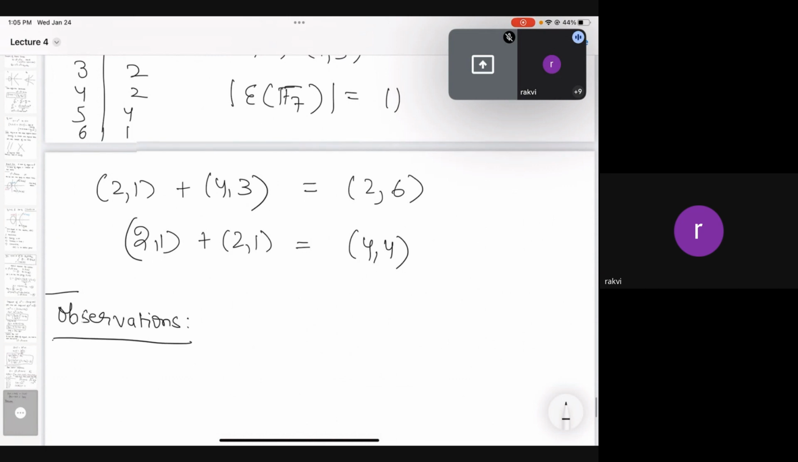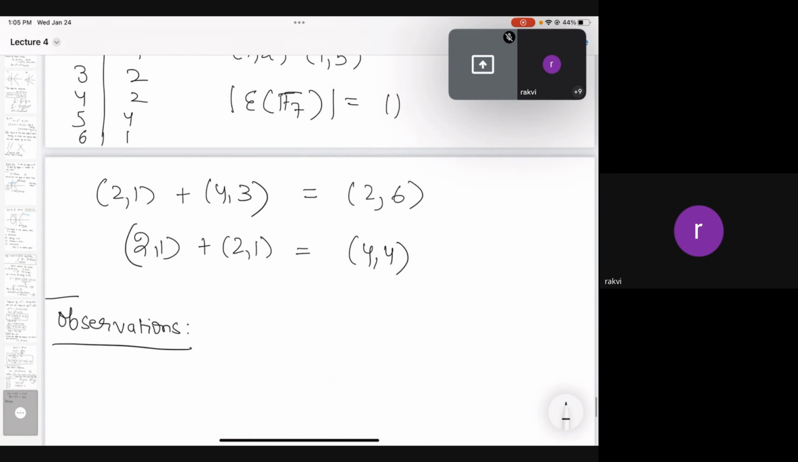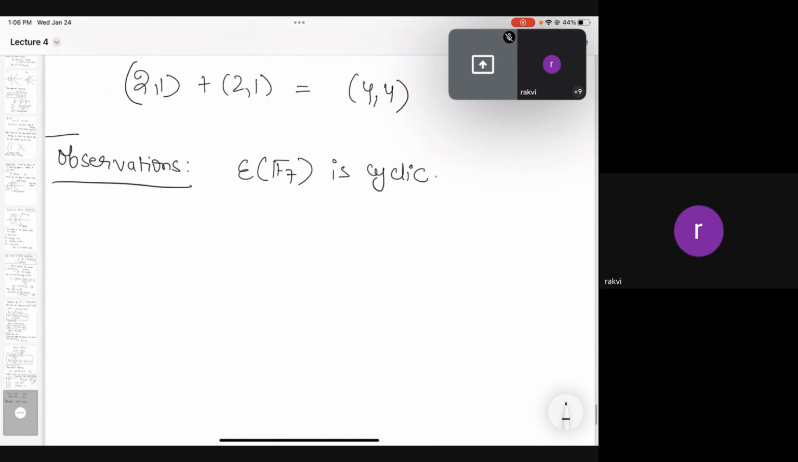The fact that the size of my group is 11 really tells me that E of F7 is cyclic. By cyclic, I mean it is generated by a single element, simply because its order is prime. This follows from a more general observation, so let me state it as a proposition, which can be very handy while doing explicit calculations.